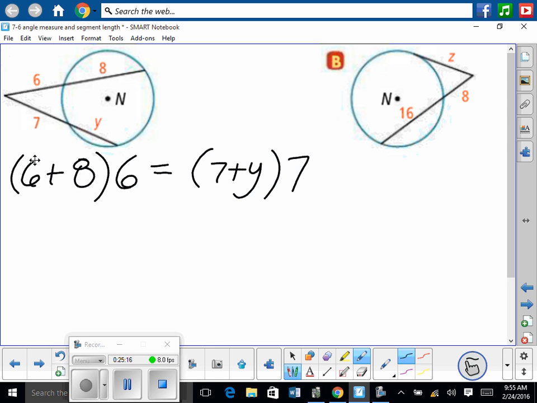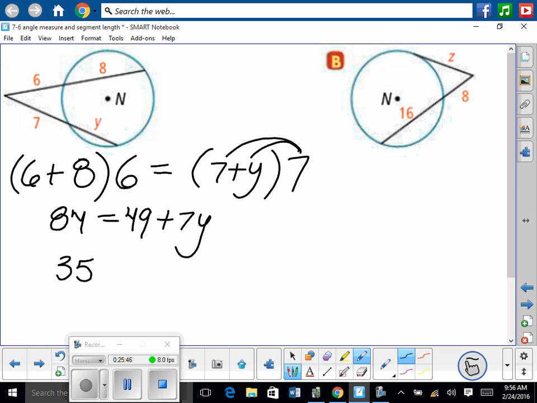Now we're solving for y algebraically. We can do this many different ways. I'm just going to add these up. So we have 6 plus 8 times 6 is 84. So we have 84 is equal to... There are many different ways of going about solving for this. I'm just going to distribute in 7. So that's 49 plus 7y. Now to get y alone, we'll do 84 minus 49. You get 35 is equal to 7y, because I subtracted 49 from both sides, right? Divide by 7, so y is equal to 5. Questions?